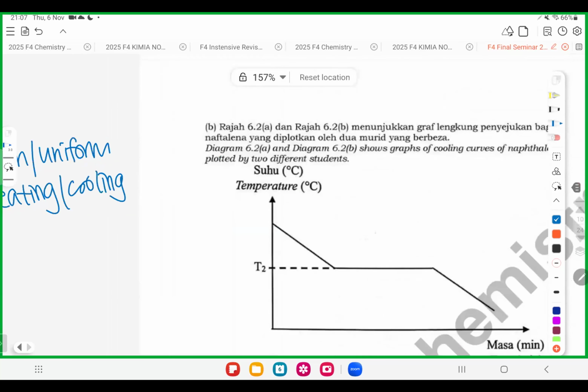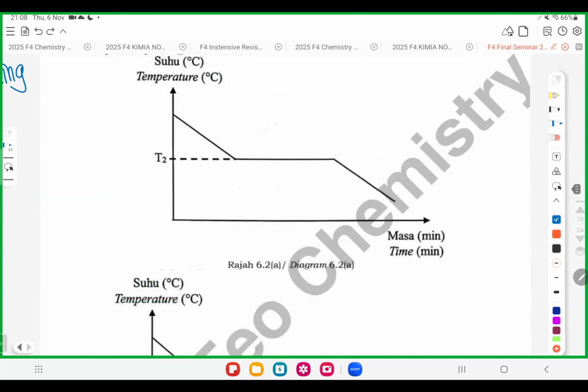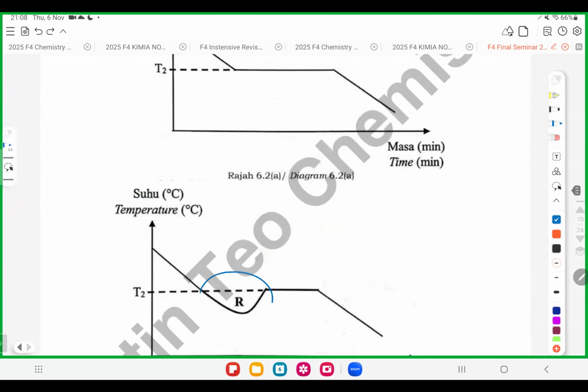All right. So if you do a normal cooling curve, you should get something like this. But when all of a sudden the cooling curve goes like this, can anyone tell me the name of this phenomenon? What is happening here? When you do cooling and it happens like this, what is the name of this phenomenon?